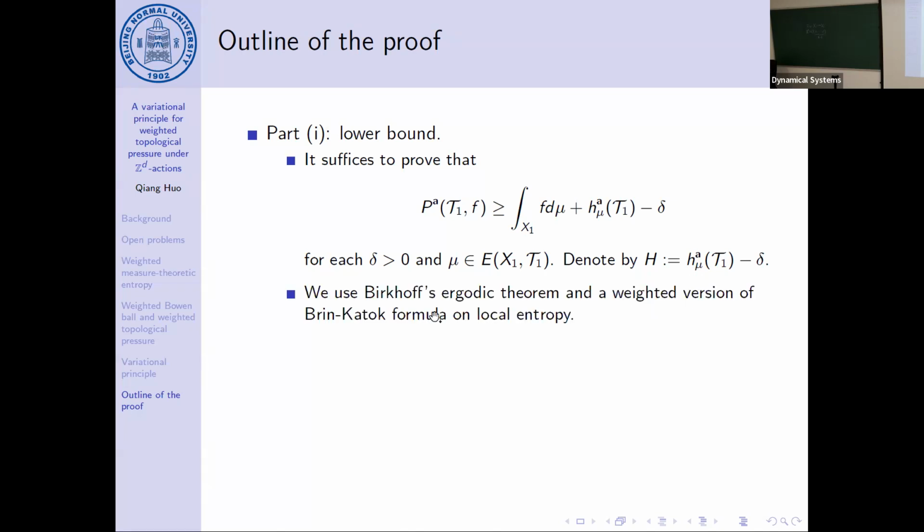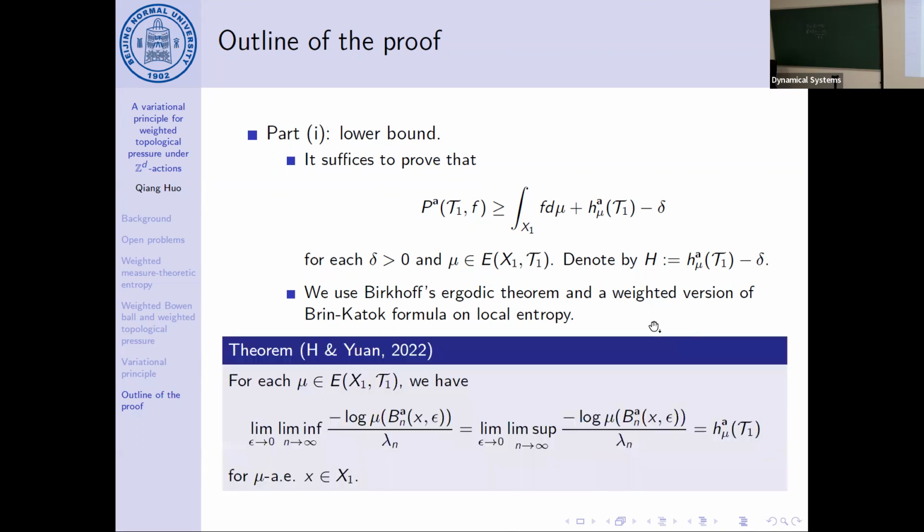Our proof will use the Birkhoff ergodic theorem and a weighted version of the Brin-Katok formula on local entropy. Here is the weighted version of the Brin-Katok formula. That is, for each ergodic measure mu, we have the following equalities. The right-hand side is the weighted entropy, because this limit exists for almost all x belonging to X1.